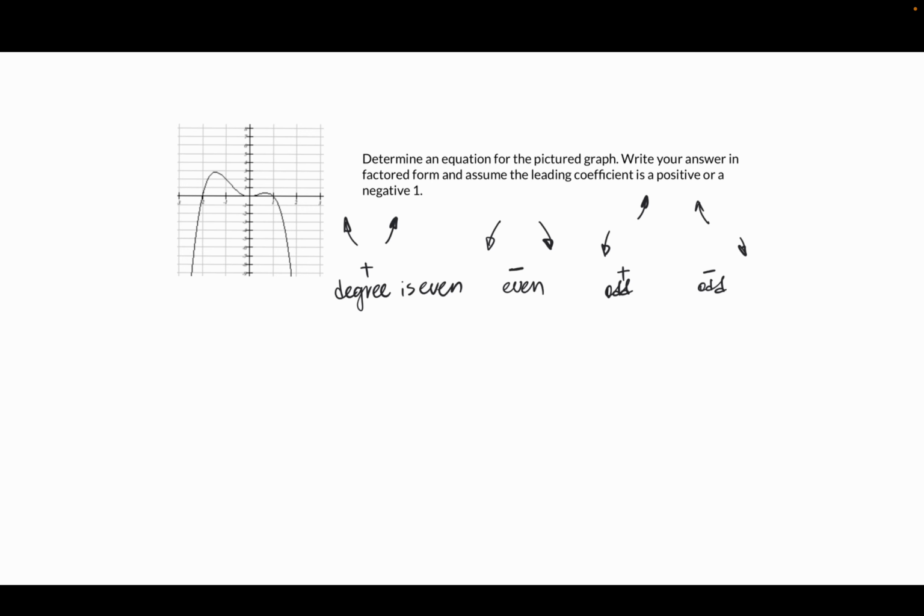Clearly, our end behavior looks like the second option, down on the left and down on the right. So we know the leading coefficient will be a -1, since we are selecting between a positive or a -1. So it will be a -1 and the degree will be even.